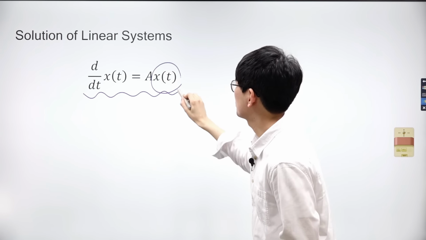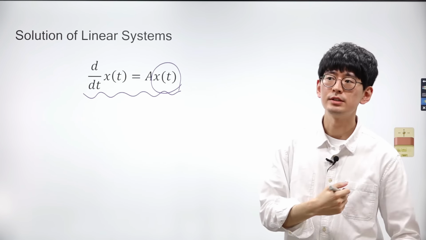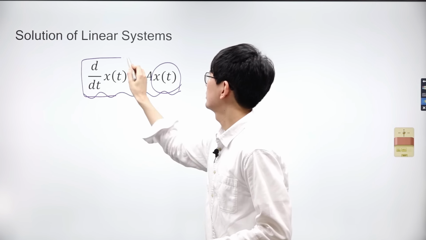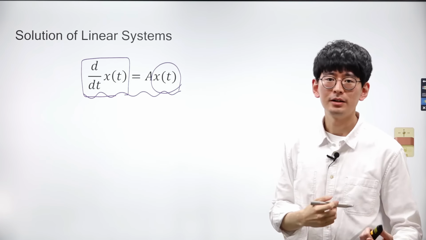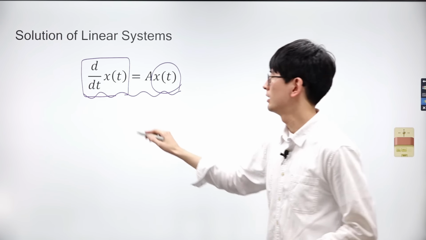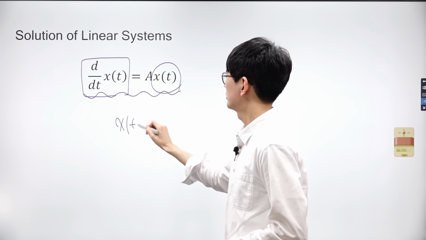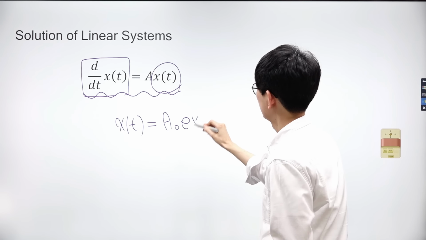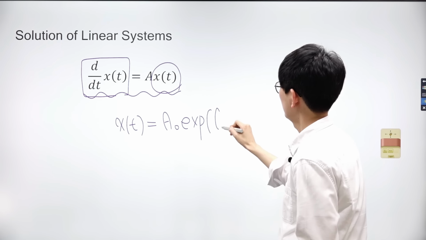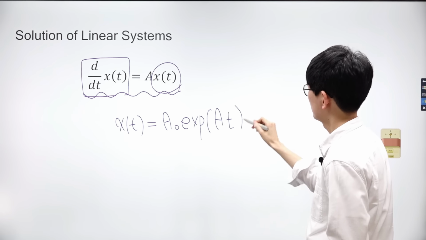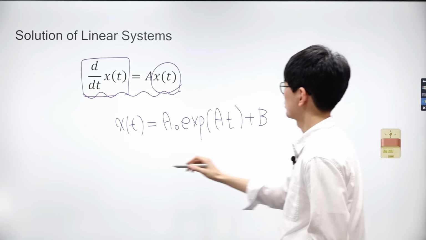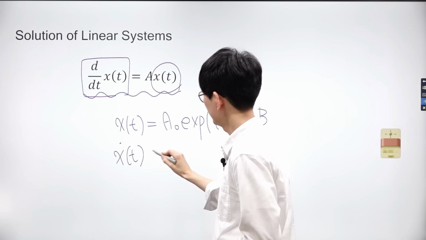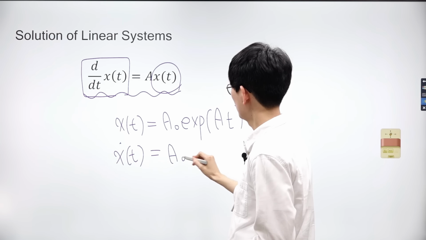Suppose the values of x of t vary with time, and they are also influenced by the velocity. We define x of t as a naught times the exponential of At plus b. Then the derivative of x of t is a naught times A times the exponential of At.